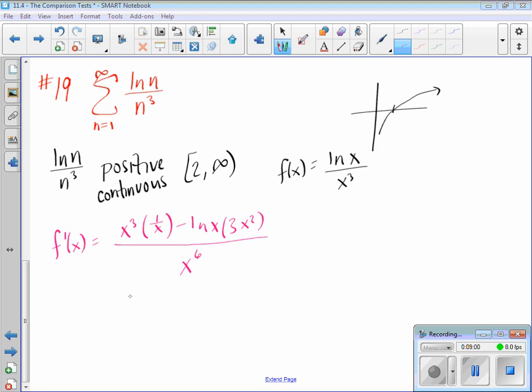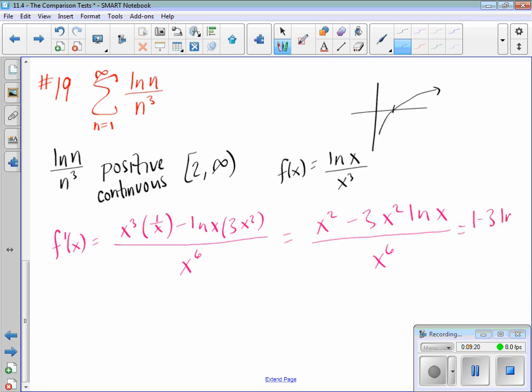So x cubed times 1 over x would be x squared, and then minus 3x squared natural log of x over x to the 6th. Can't I actually take some stuff out of there? I can take an x squared out of everything, so I would be left with 1 minus 3 natural log x over x to the 4th. Isn't this always positive down here? So really I just have to worry about the numerator being positive.